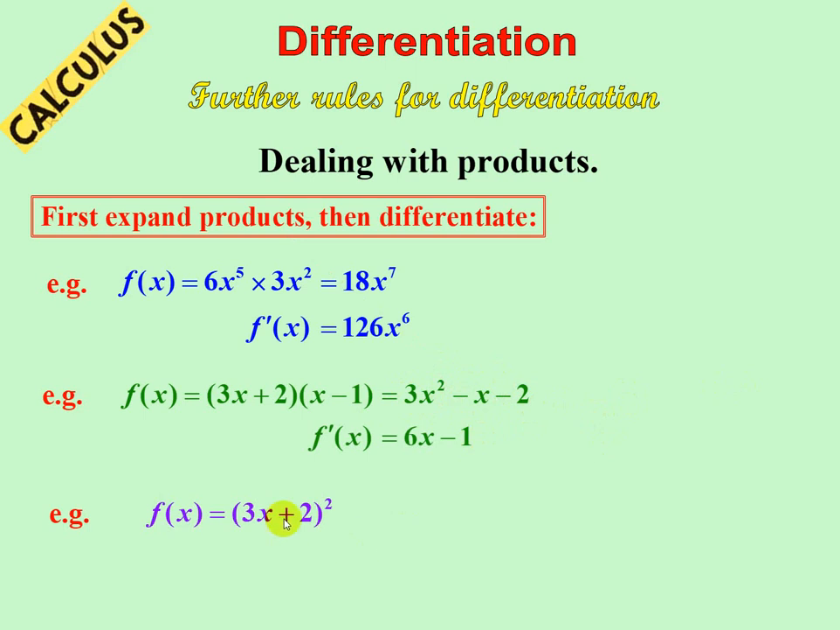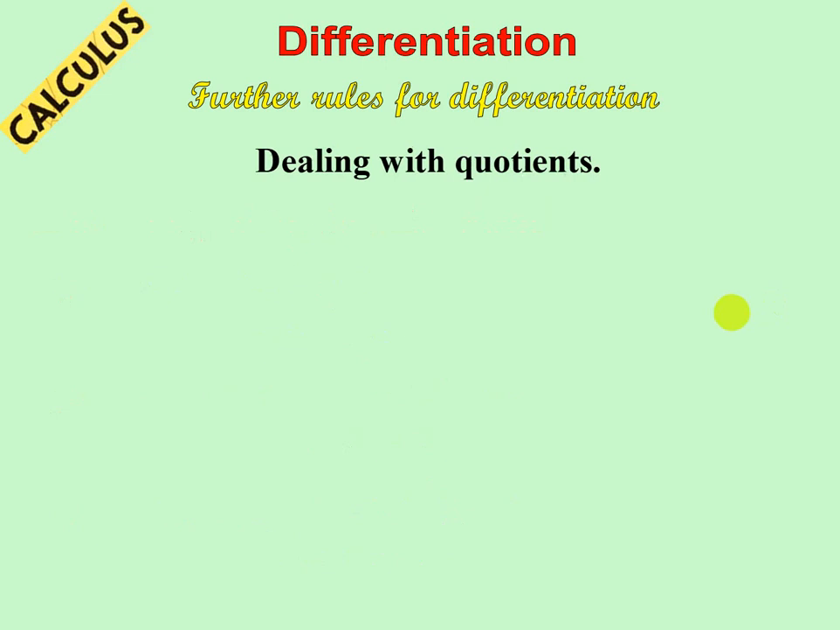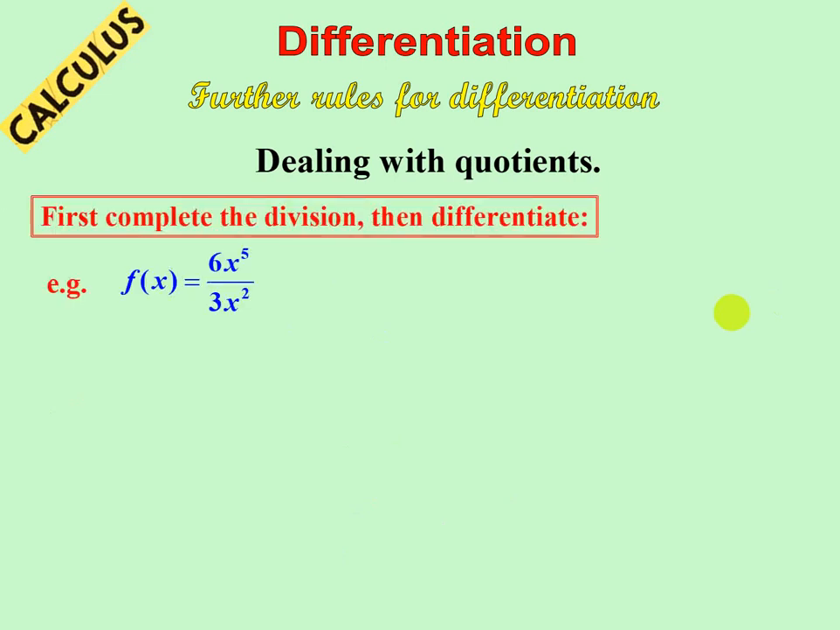This one here, we must square out our brackets. Now we can differentiate. Quotients: same thing, complete the division, then differentiate. This one here, we can do the division, because 3 into 6 and x squared into x to the 5. There we are. Now we can differentiate.